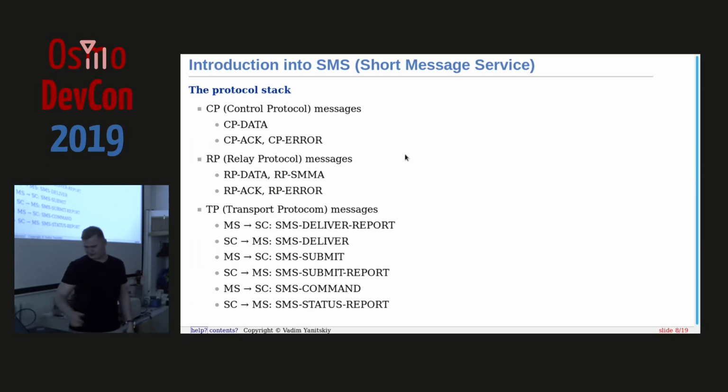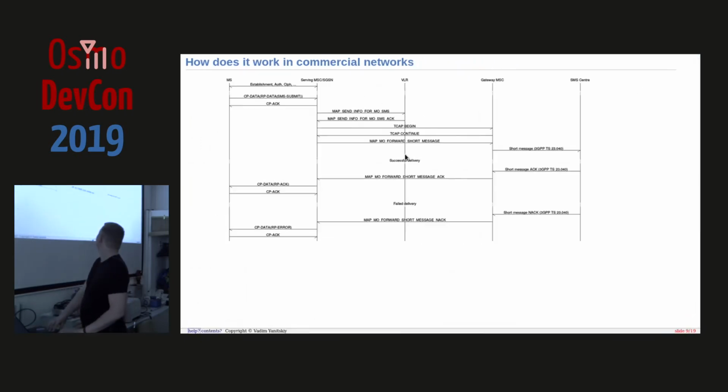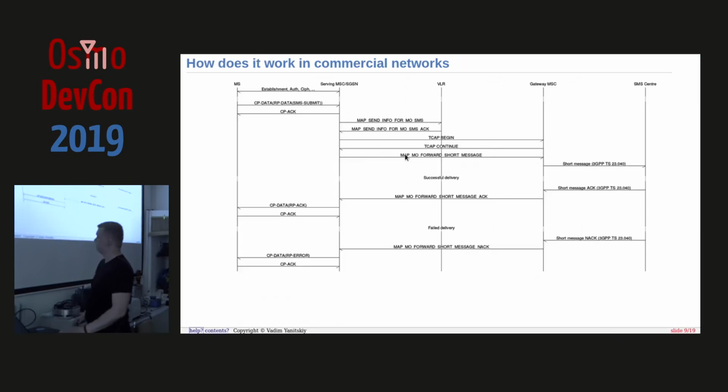And on the transport layer, we have SMS-SUBMIT, SMS-DELIVER messages, delivery report, and some SMS commands. As far as I remember, it can be used to, for example, remove an already sent SMS from the SMS center. There was something about this in the specifications, or even modify. So you can basically send some SMS and then modify it if you are quick enough, I think. So that's how it works in commercial networks.